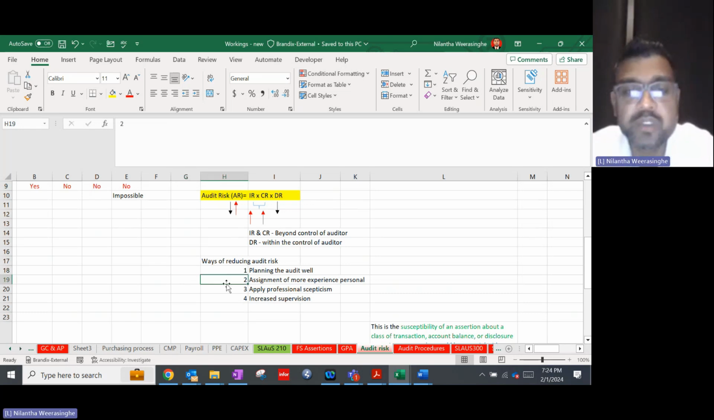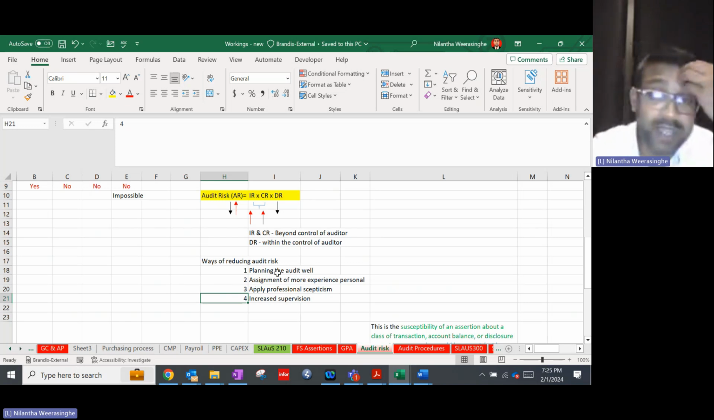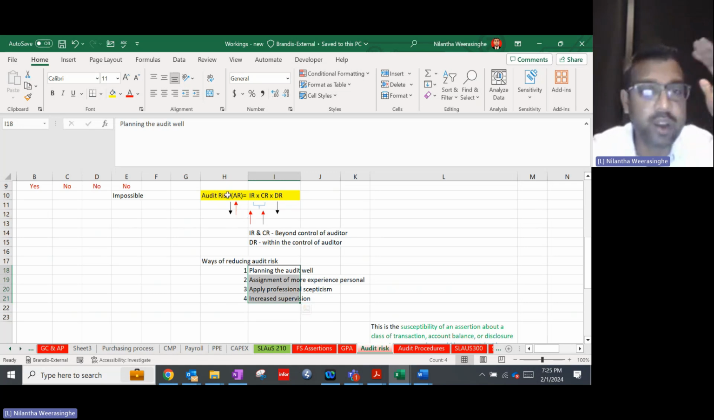Assign more competent, experienced people to the audit, right? You assign experienced people to audit those clients. Apply professional skepticism. That means a questioning mindset; you have to be alert for the high risk areas. That is called professional skepticism. And finally, you have to increase supervision. So these are the actions that you can take to reduce detection risk. If you take these actions, audit risk will be minimized.